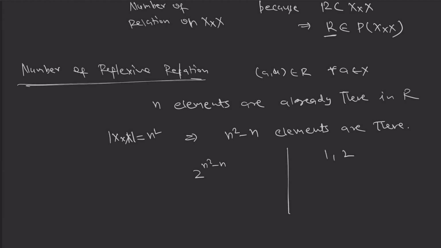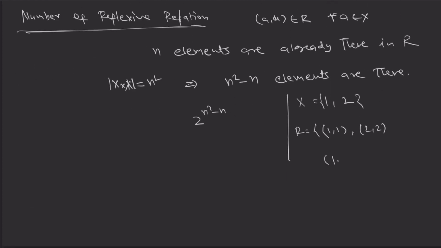Like, I'll give an example. I have two elements, 1 comma 2. The relation already contains 1 comma 1 and 2 comma 2 because it is reflexive. Now there are two more elements in X cross X, which are 1 comma 2 and 2 comma 1. It is my choice whether to put each or not. So how many choices? Two choices: first, I put it, and second, I don't put it. Similarly for the other, two choices, so the total is 2 into 2 choices, that is 2 square choices. And here I have n square minus n elements.